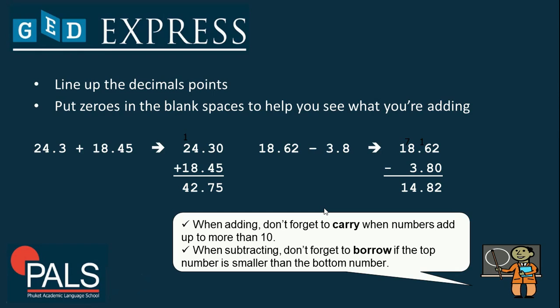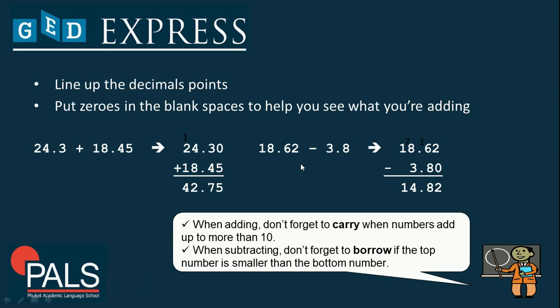Now, the rule here is to always line up the decimal point so that you can add and subtract correctly. So you put zeros in the blank spaces to help you see what you're adding. Suppose we have 24.3 and 18.45, so that will become like this if you're going to line it up based on the place value of the decimal. For example, 24.30 add with 18.45, that will give you 42.75.